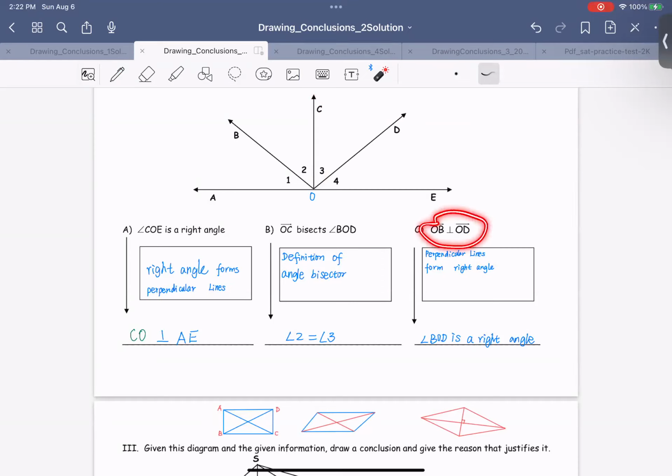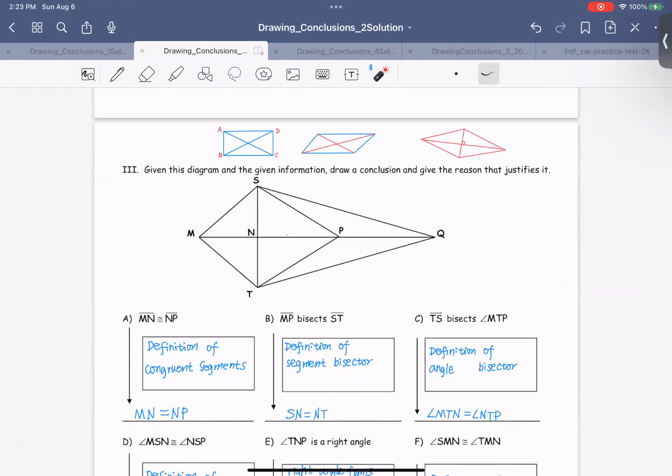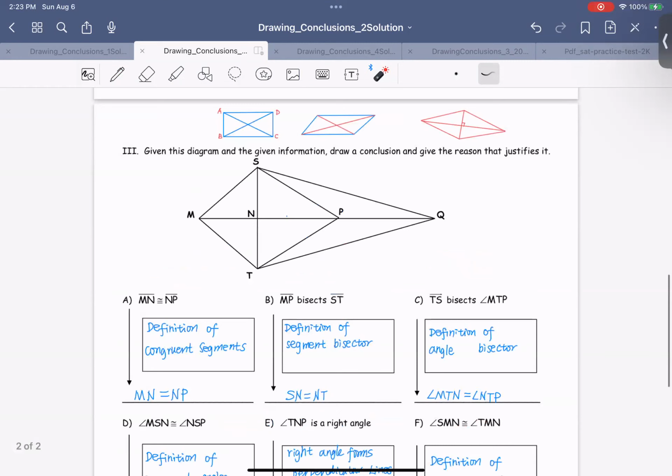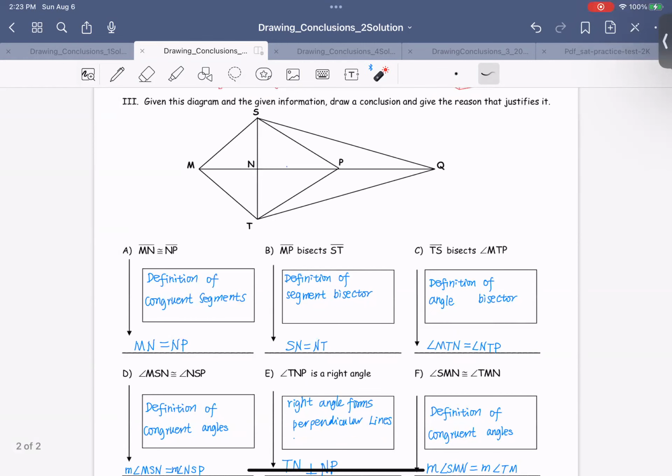And then the last one here is repeating. Your OB here is perpendicular to OD. Then you will say, oh, this is the right angle because perpendicular lines form right angles, okay? You come here, the perpendicular is concluded, you will see right angles come from perpendicular lines, okay? And next one over here, we have this basic training so that you will know what you can write during the proof questions.